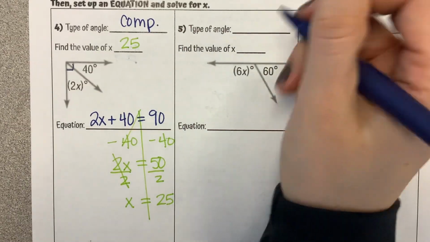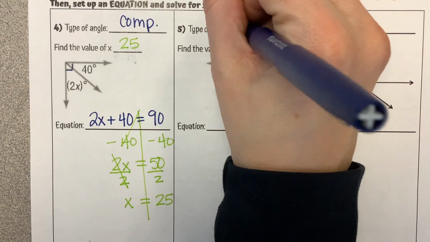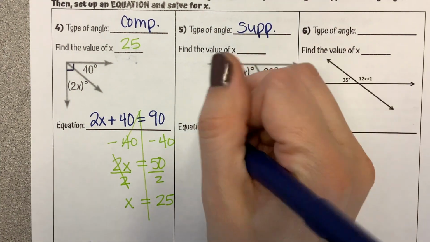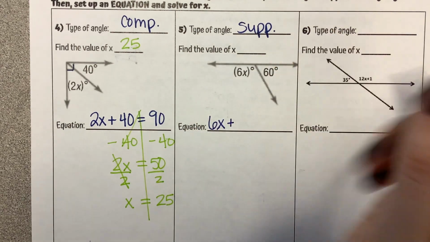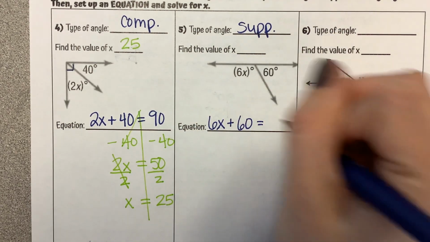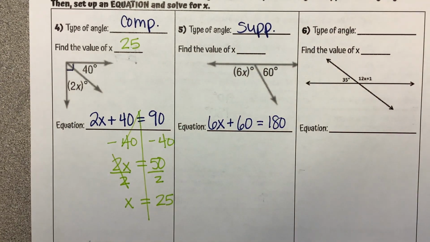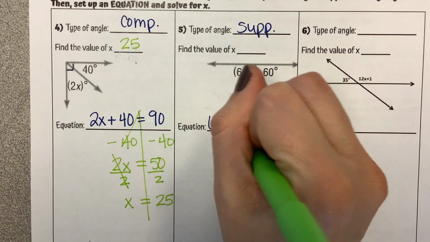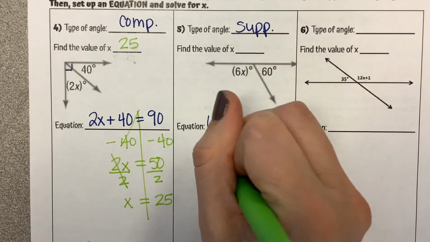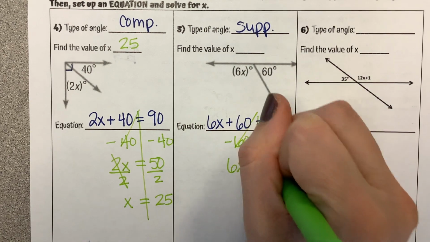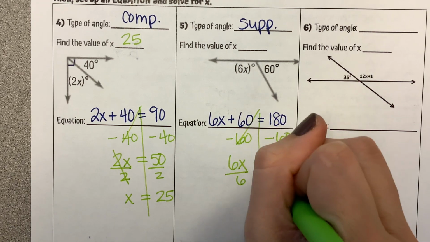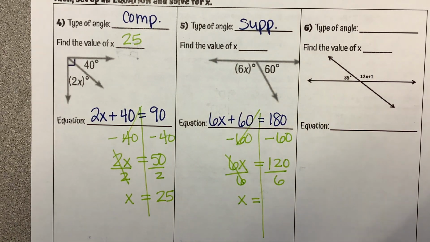Number 5, the type of angle. It forms a straight line, so it is supplementary. Setting up an equation to solve, well, we have our first angle, which is 6x, plus our second angle, which is 60, should equal 180 degrees. Now we can solve this. Subtract 60 from both sides. I get 6x is equal to 120. X is being multiplied by 6, so divide each side by 6, and we get x is equal to 20.